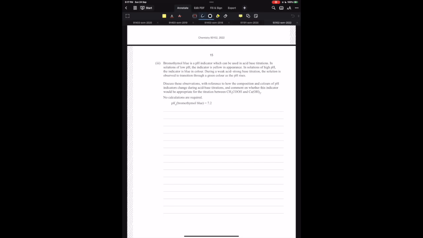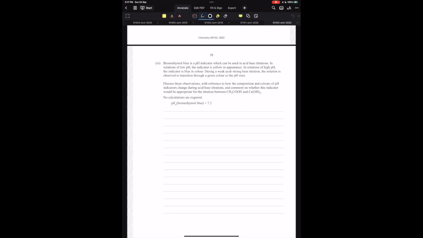So now moving on to part 3 of question 3a. Bromomethyl blue is a pH indicator which can be used in acid-base titrations. In solutions of low pH, the indicator is yellow in appearance. In solutions of high pH, the indicator is blue in color. During a weak acid, strong base titration, the solution is observed to transition through a green color as the pH rises. Discuss these observations with reference to how the composition and colors of pH indicators change during acid-base titrations, and comment whether this indicator would be appropriate for the titration between ethanoic acid and calcium hydroxide. No calculations are required. And they've given us the pKa for bromomethyl blue.